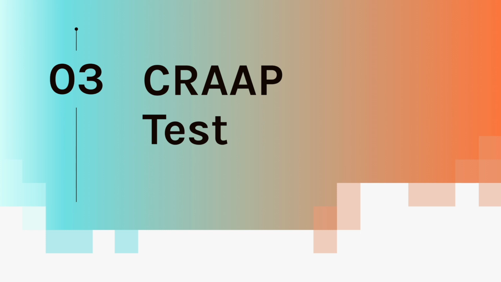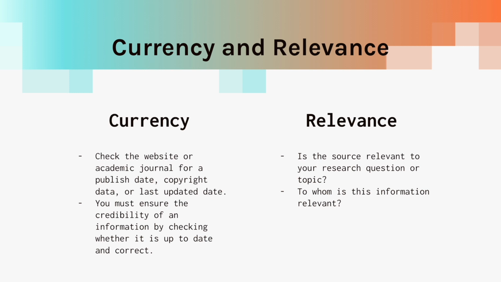On to the next topic, the CRAP test and how to evaluate a source or paper. There are 5 main criteria. For the first criterion, currency, you need to check the published date, copyright date, or last updated date to ensure the credibility of the information. For the next criterion, relevance, you need to ask yourself several questions. Is the source relevant to your research question or topic? To whom is this information relevant? So, is the information meant for medical professionals, high school students, the general public, etc.?